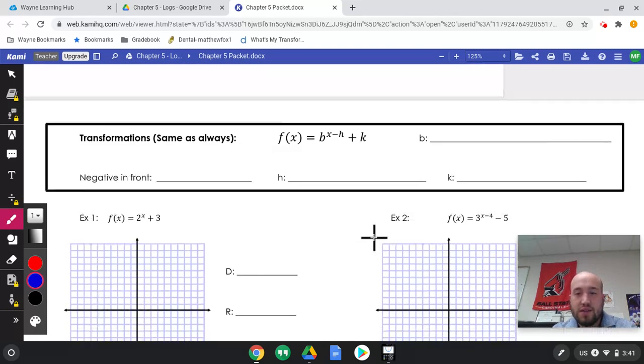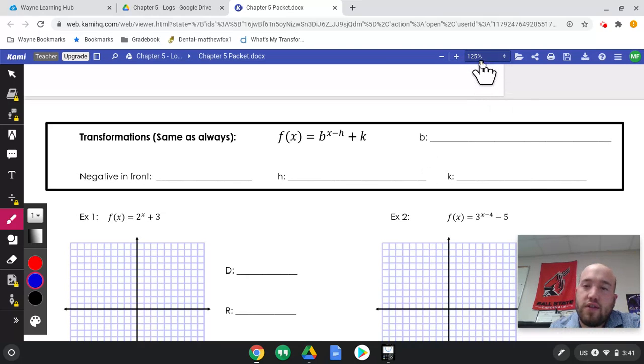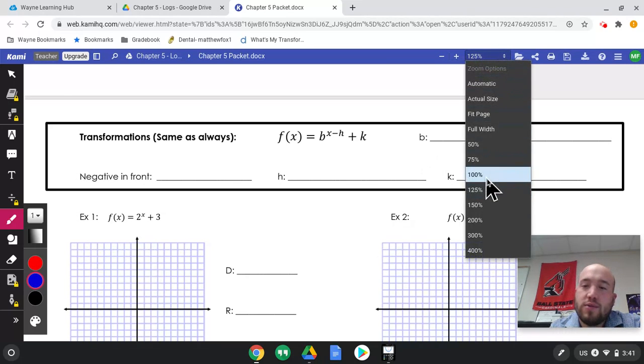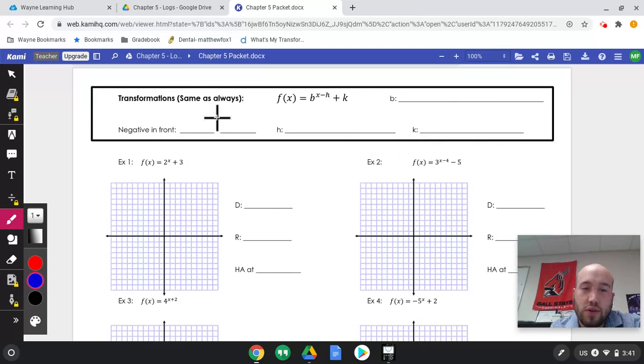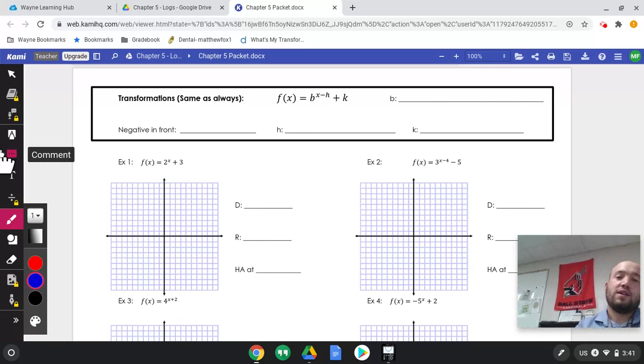Okay, so now flip it over to the back, and on the back things change a little bit because now we are dealing with what happens when we have a shift. So you guys already know how shifts occur, transformations, and it's the same rules as before. If there's going to be a negative in the front of it, that's going to cause our graph to flip.